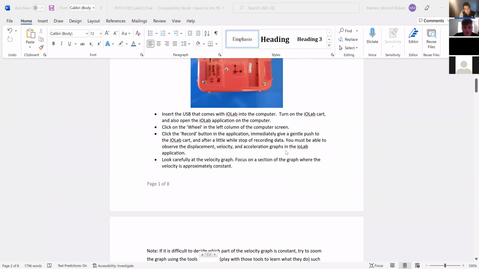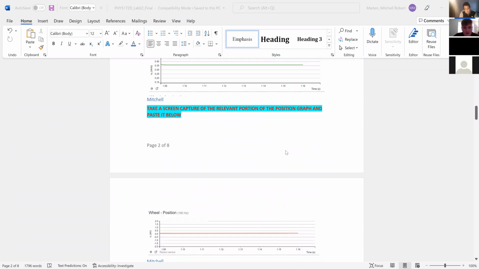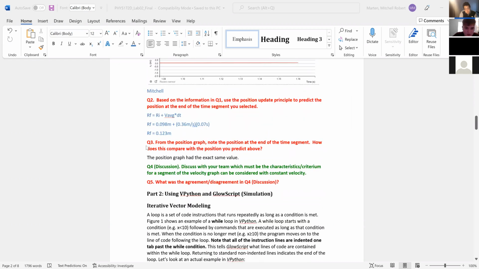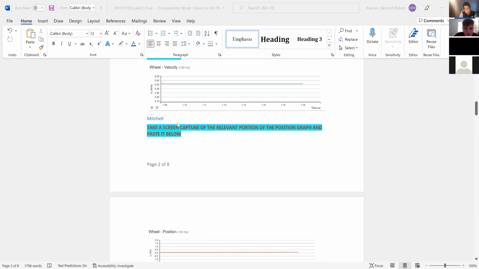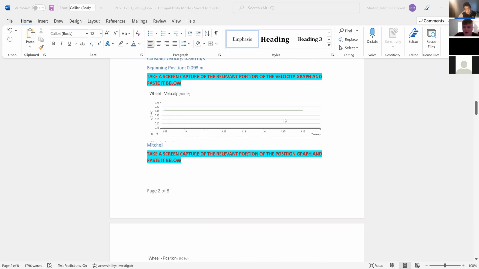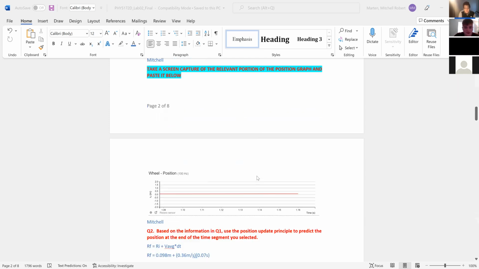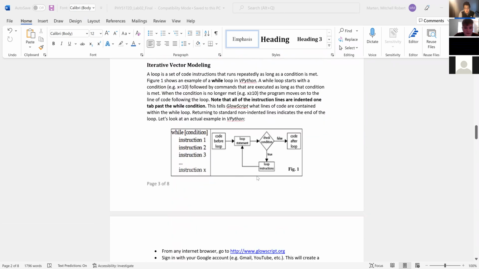All right, I'll just go to the first discussion question, which is right here. Discuss with your team what must be the characteristics or criteria for a segment of the velocity graph that can be considered constant velocity. So it just has to be like a line with no slope, right? Because doesn't that just show constant velocity? Or it just has to be not accelerating in either direction, constant slope. Yeah. And that one was easy.